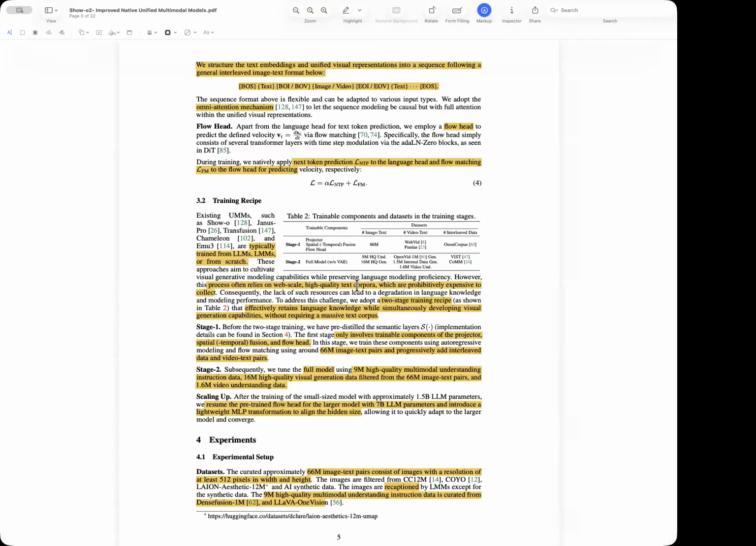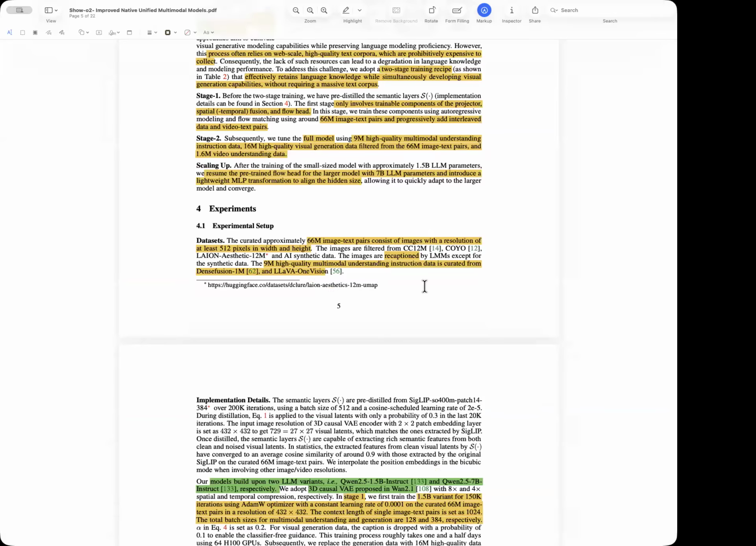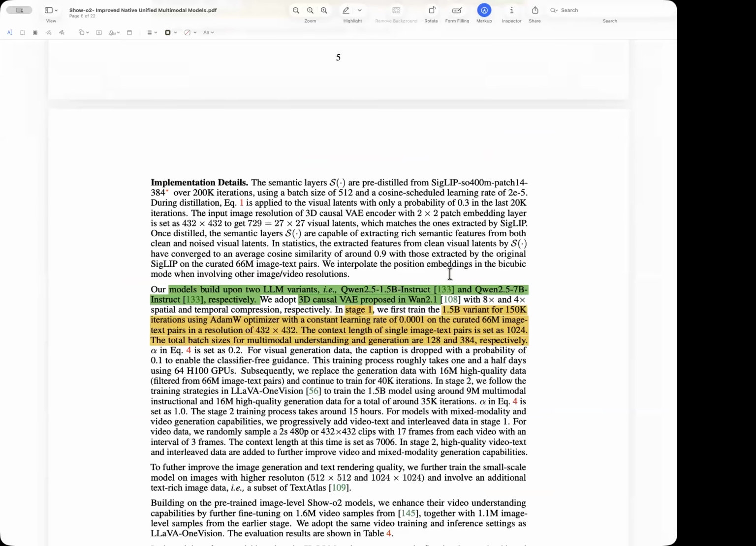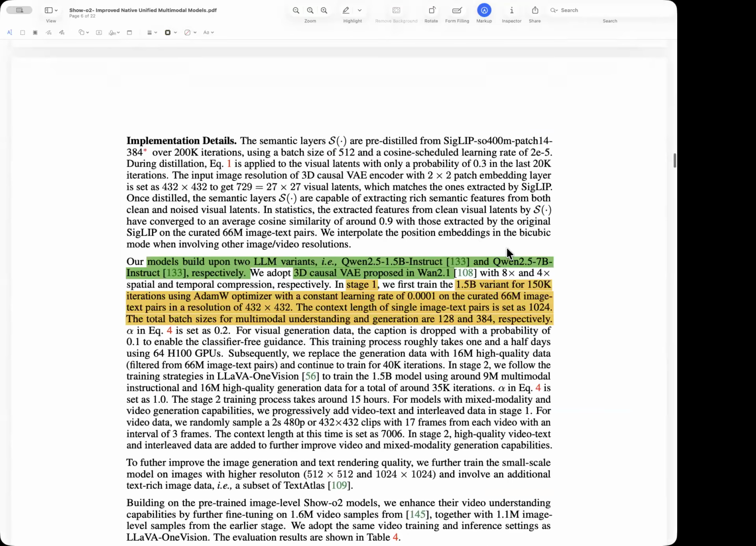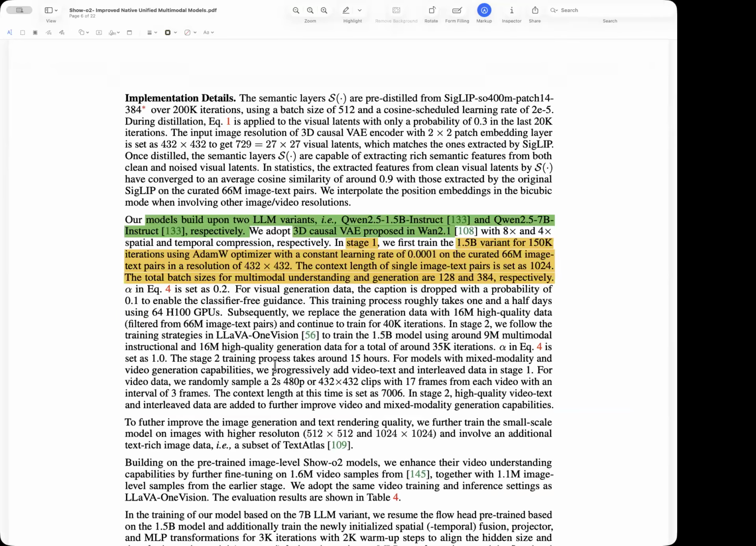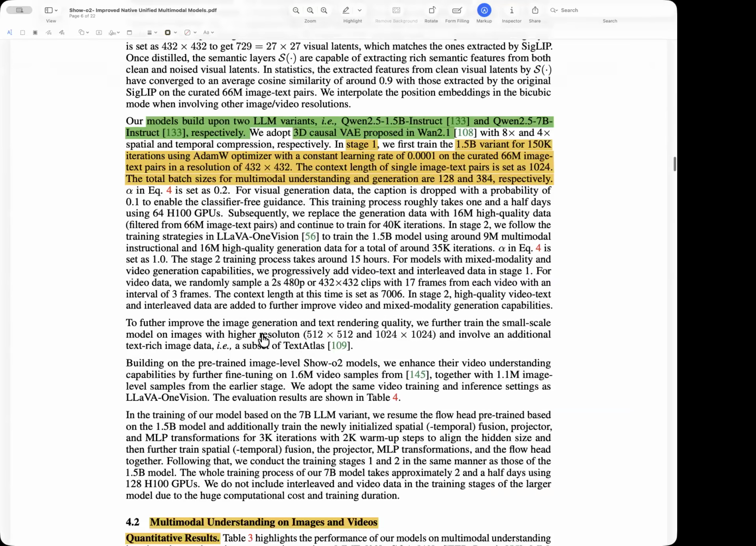And then they do break down where all this stuff came from. The language model component is Qwen 2.5, 1.5B. The VAE is the same VAE from WAN 2.1. So they're building off of the Qwen family here. They talk about the training stages, the context length, how many tokens, all that stuff here. We didn't go into that much detail. And then they also compare it to LLaVA-style adapters.